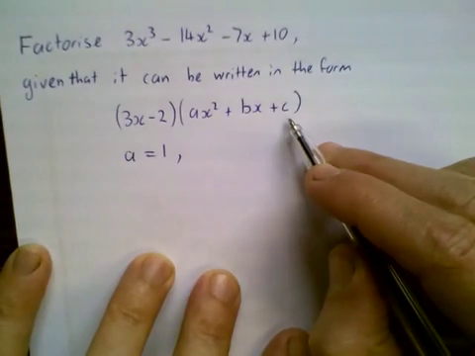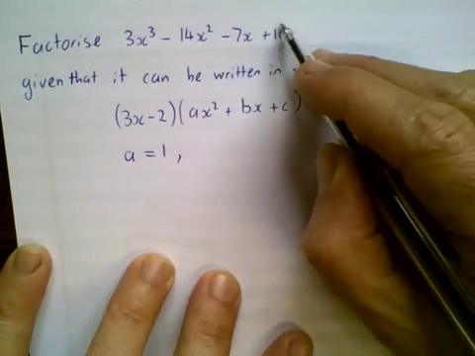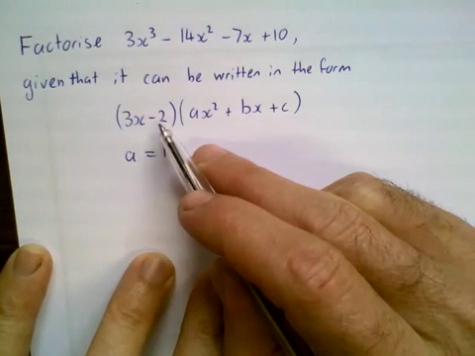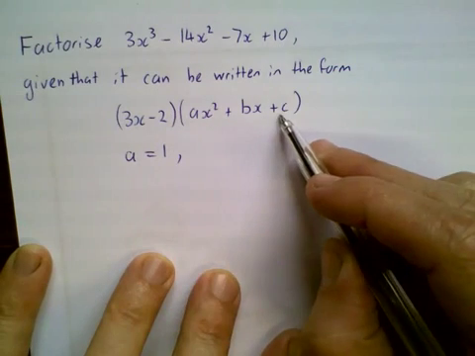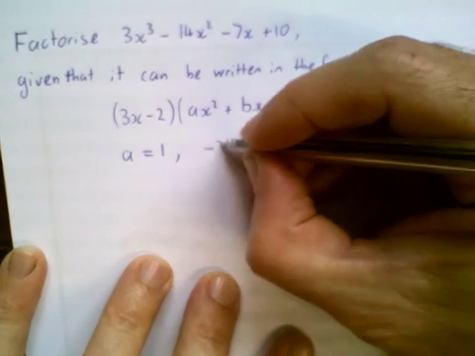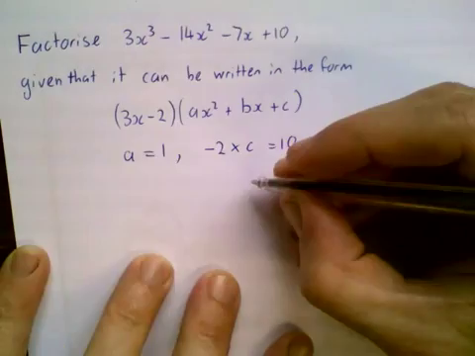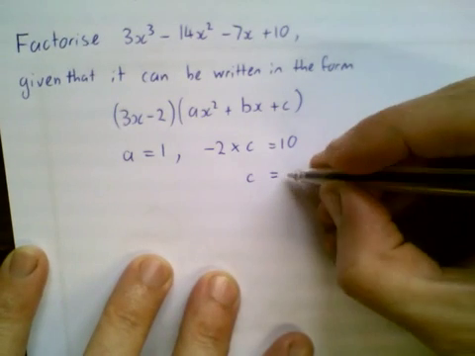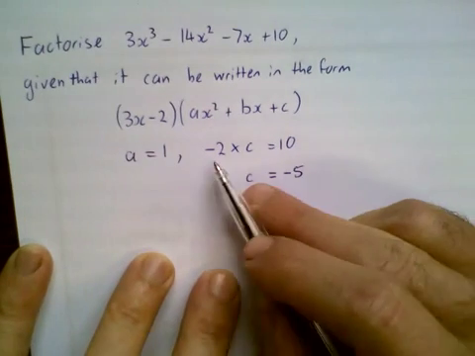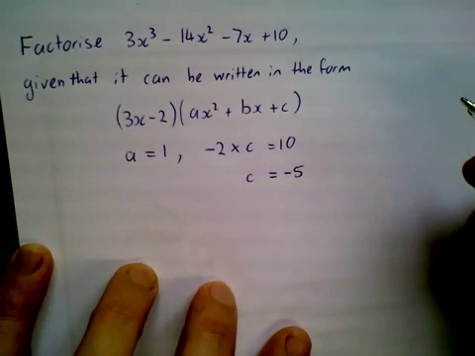Similarly here with the c value, the only way we can generate the constant term of positive 10 is by multiplying negative 2 times c. So that we know that negative 2 times by c is equal to positive 10, which implies that c is equal to negative 5. So negative 2 times negative 5 is positive 10.